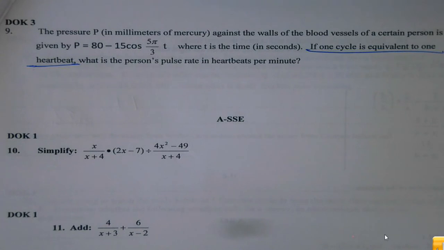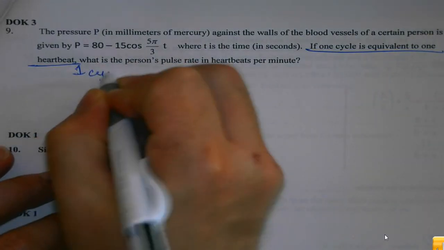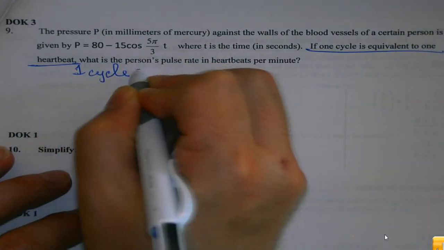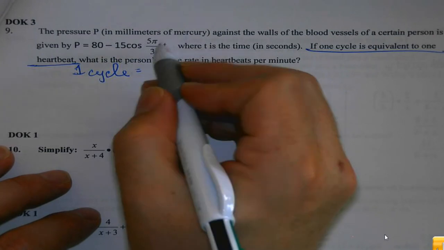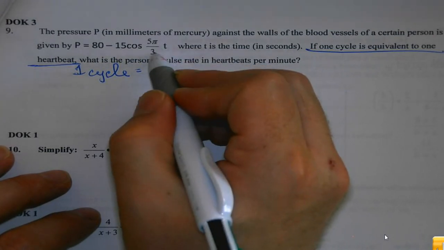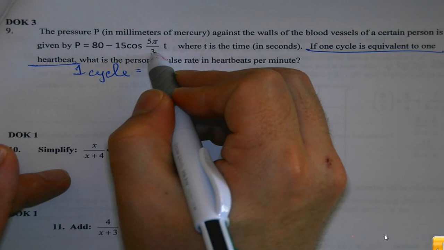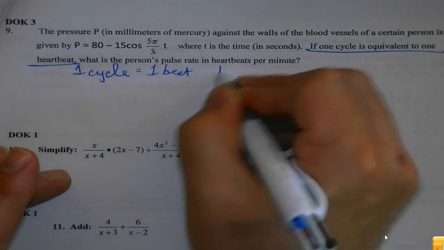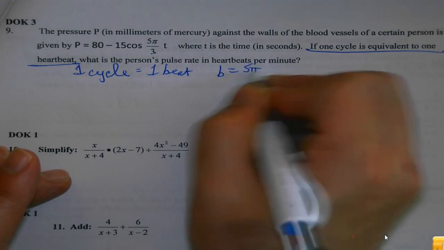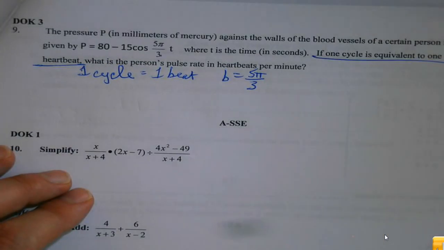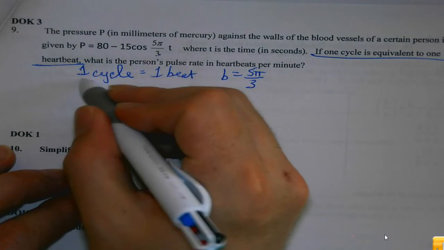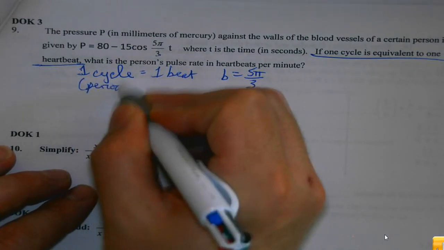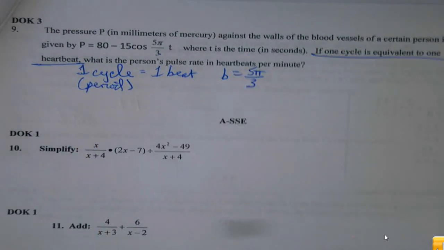Okay, if 1 cycle gets me 1 heartbeat, so if 1 cycle, now, is the 1 cycle 5 pi over 3? No. My B value, though, is 5 pi over 3. So what do I need to find out? 1 cycle is 1 period. I need to know what the period is of this.